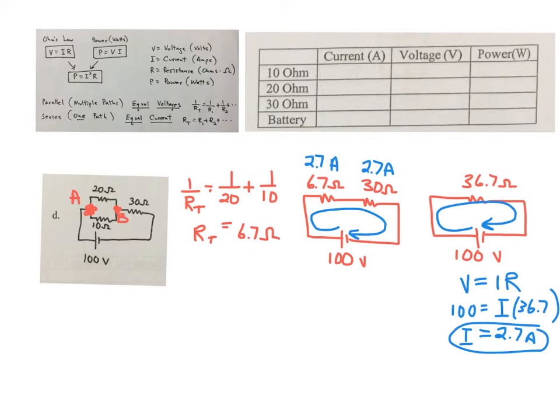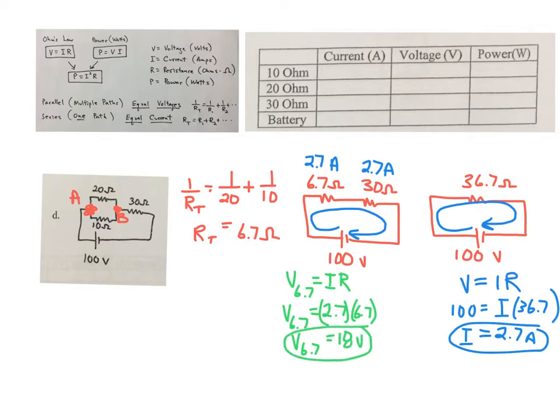So for the 6.7 ohm resistor, I'll do V 6.7 equals its current times its resistance. I don't know what its voltage is. I'm going to figure that out. It's the current of 2.7 times its resistance of 6.7. So the voltage for the 6.7 ohm resistor is 18 volts, not 100 volts.